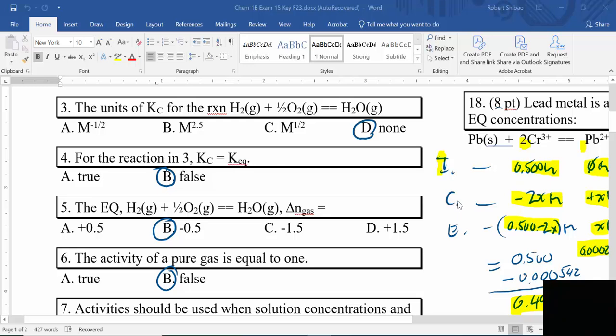For this reaction, Kc equals Keq. Is that true or false? Well, Keq's with the activities. And so it would be the activity of H2O gas divided by the activity of H2 gas times the activity of O2 gas raised to the 1/2 power, the square root. And when we look at the activities of gases, what do we use for the activity of gases? The activity of gases is the pressures. The pressures need not be 1 bar. 1 bar pressure, do you know where that comes from, 1 bar?